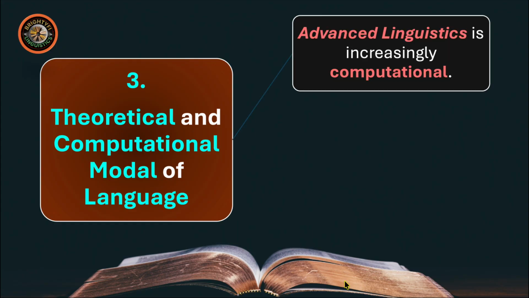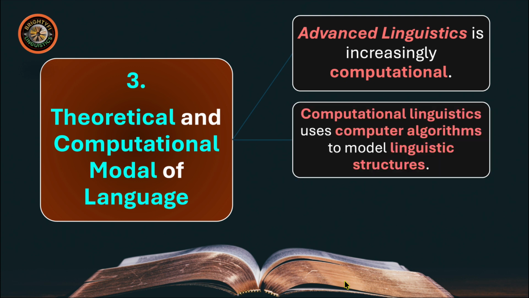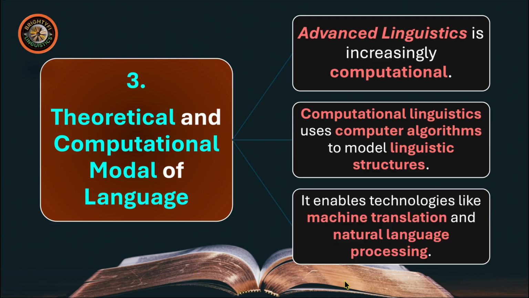Advanced linguistics is increasingly computational. Computational linguistics uses computer algorithms to model linguistic structures. So, in the subject matter of advanced linguistics, we try to model linguistic structures the way a computer recognizes them, to communicate through various forms of technologies. It enables technologies like machine translation and natural language processing.